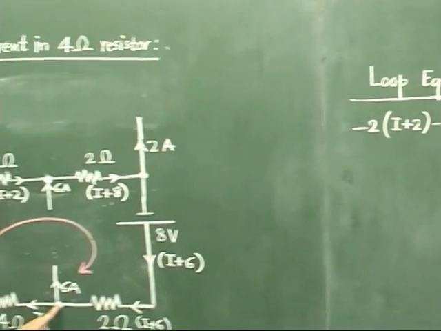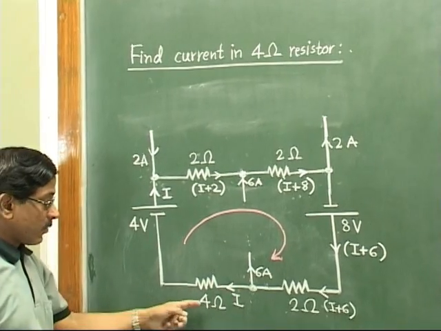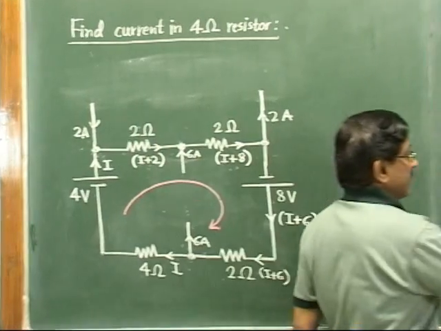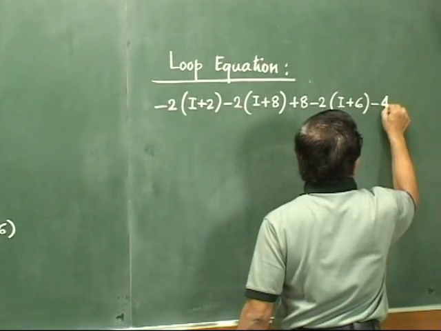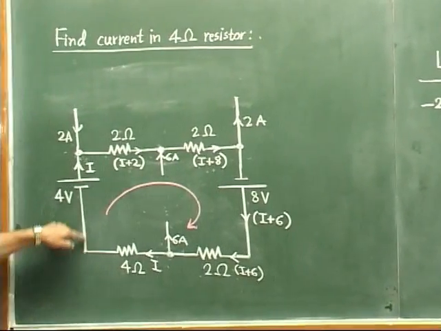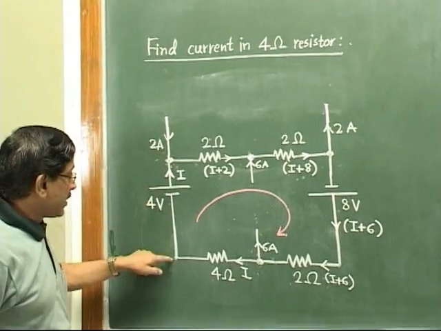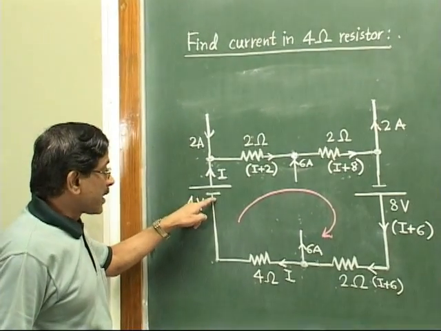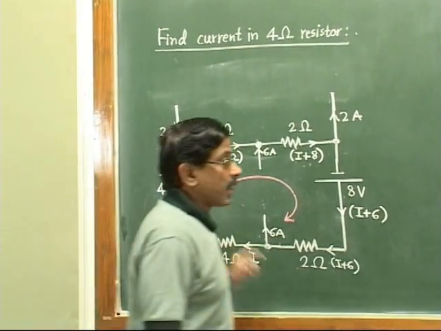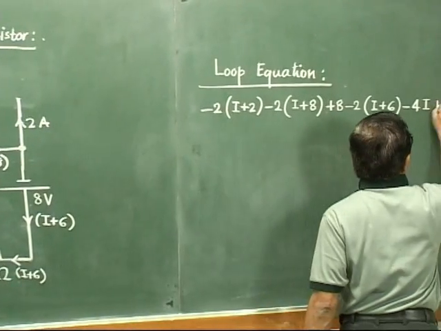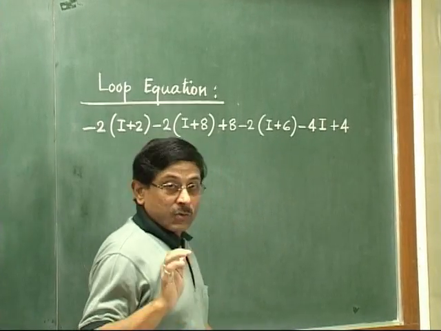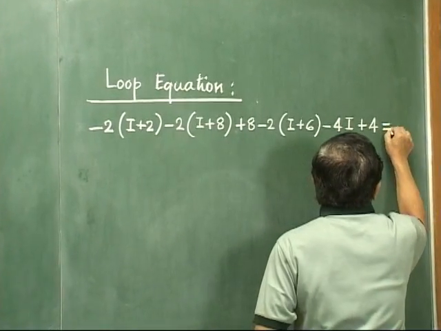Now we have reached up to this point. Then further left, resistor is 4 ohm, current is I, so minus 4 times I. And then from this point again to the starting point, again there is a battery. We are jumping from negative to positive plate, so a voltage rise of 4 volts, so plus 4. And now we have traversed the entire loop. So all this will be equal to 0.